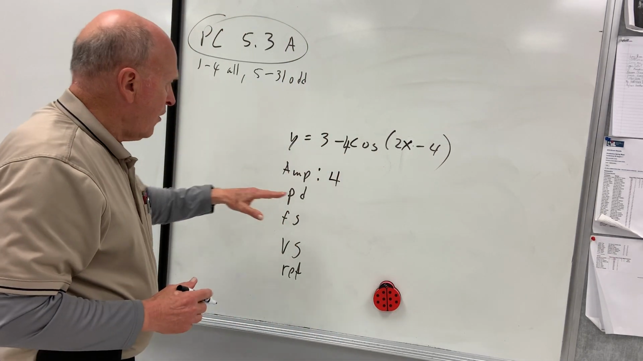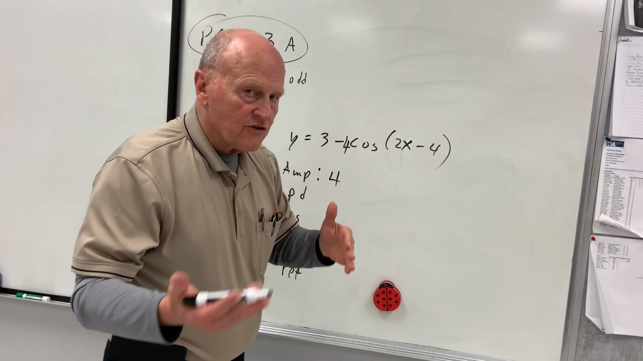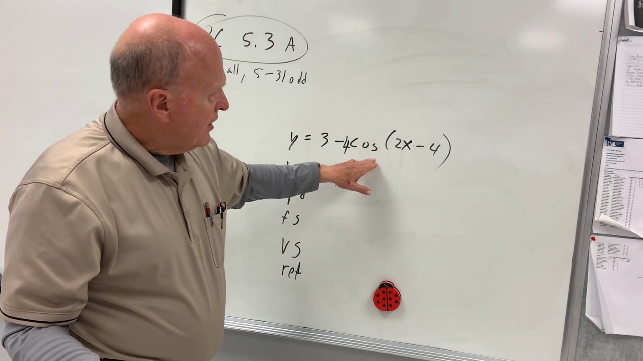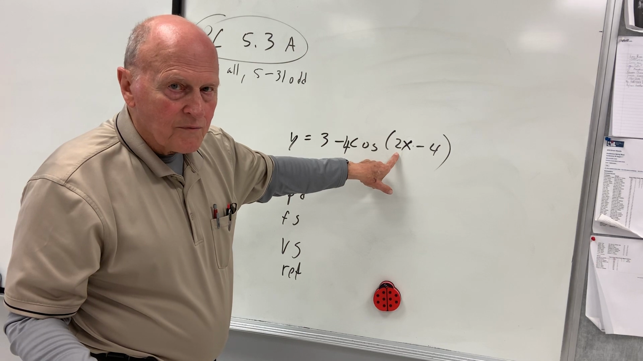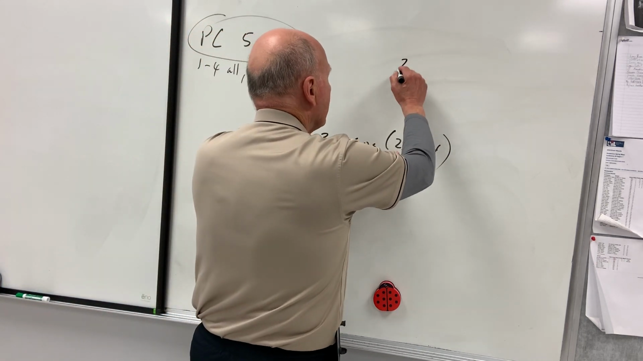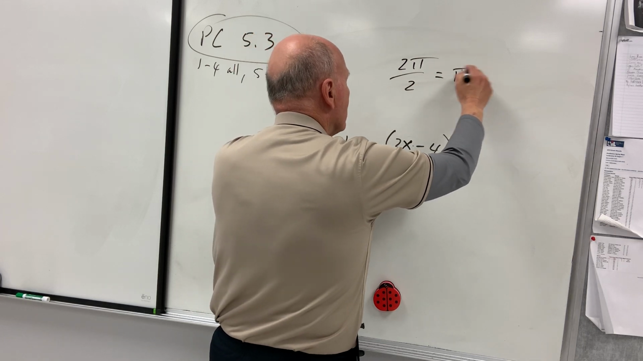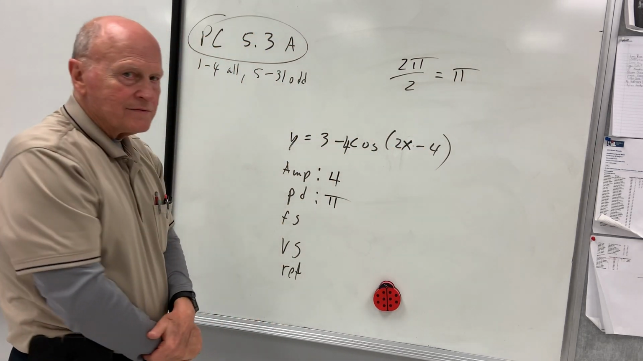So when I want to know the period of this thing, I start off and I know the period, as we just said, of cosine is 2 pi. I'll take the period of cosine and I will divide it by the coefficient in front of the angle. So I would have 2 pi divided by 2. 2 pi divided by 2 would be pi. So our period in this case is pi.